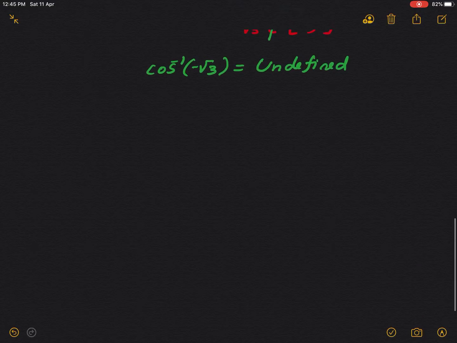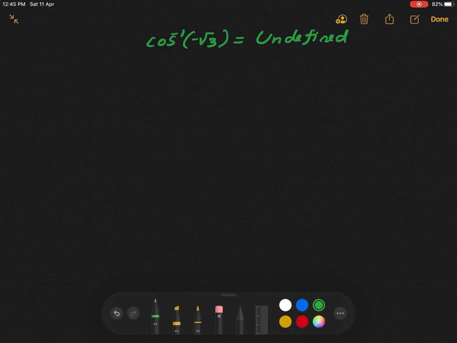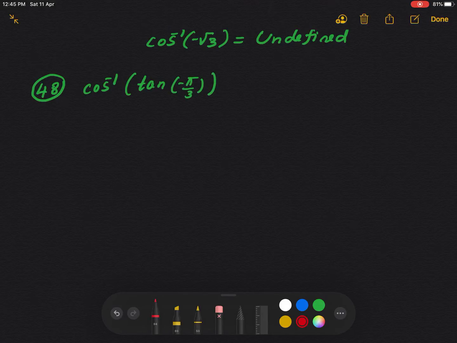Next problem. Problem number 48. Cosine inverse of tangent of minus pi over 3. First of all, what is tangent of minus pi over 3? We can find that first.